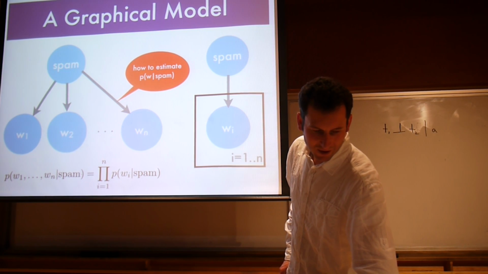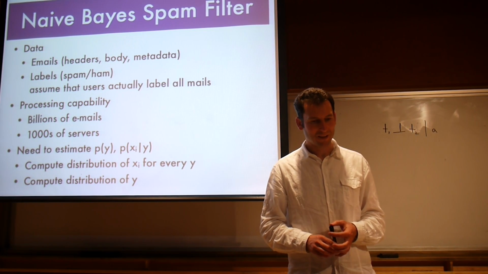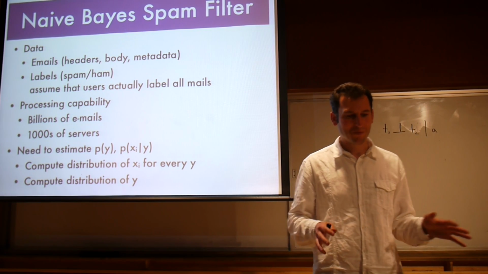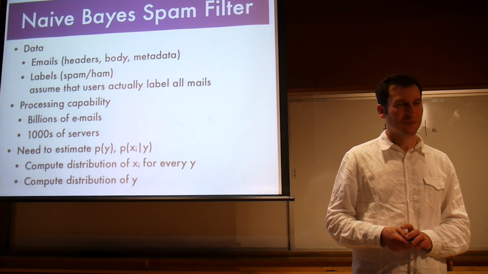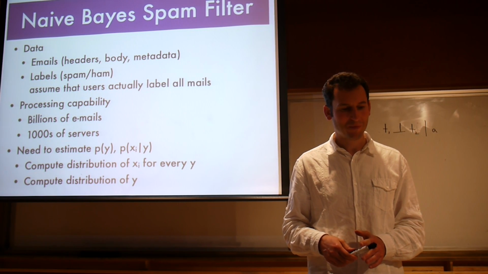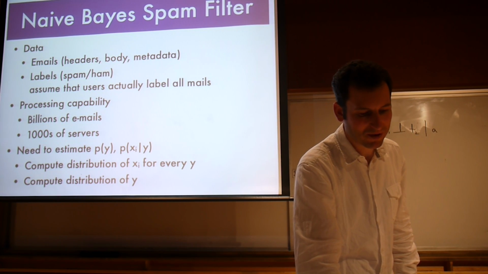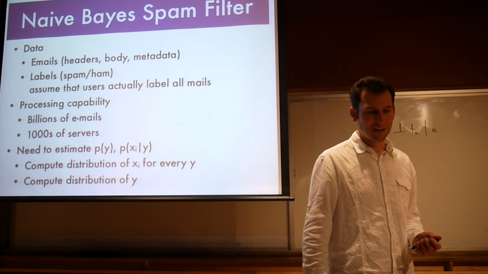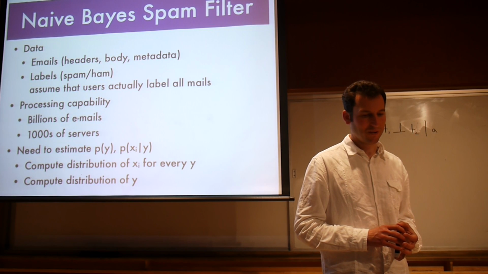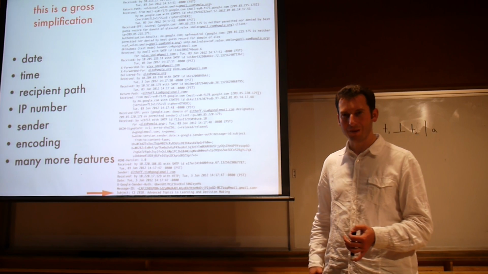Now of course, in a spam filter, you have a lot more and different data. So you might have emails like the headers, the body, various metadata, labels. Assume that the users might actually label all the emails, which is of course not true. If they don't, then you look at how they behave and you can infer from that whether something might be spam. You might actually need something that's very high throughput, so you might want to process billions of emails, thousands of servers. But what you ultimately need to do is you need to estimate P of y and P of x_i given y.